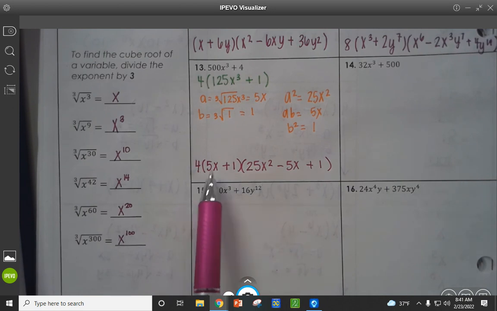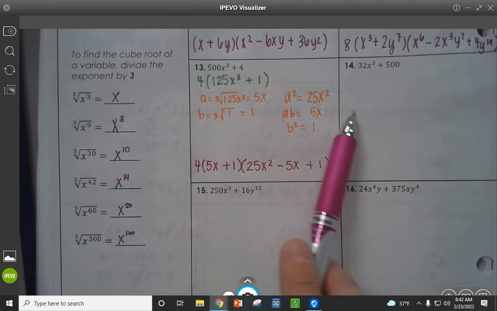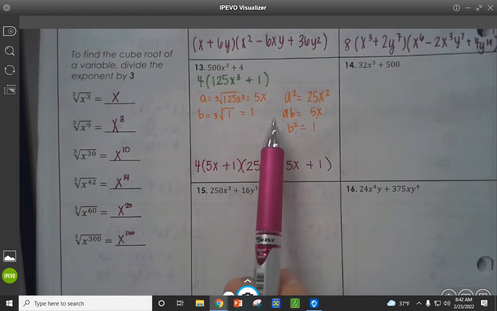So we get 4, and then in the next set of parentheses is 5x plus 1, and then in the next set, 25x squared minus 5x plus 1. Questions? If there's one of these parts and you're like, I don't know where you got that, please speak up.